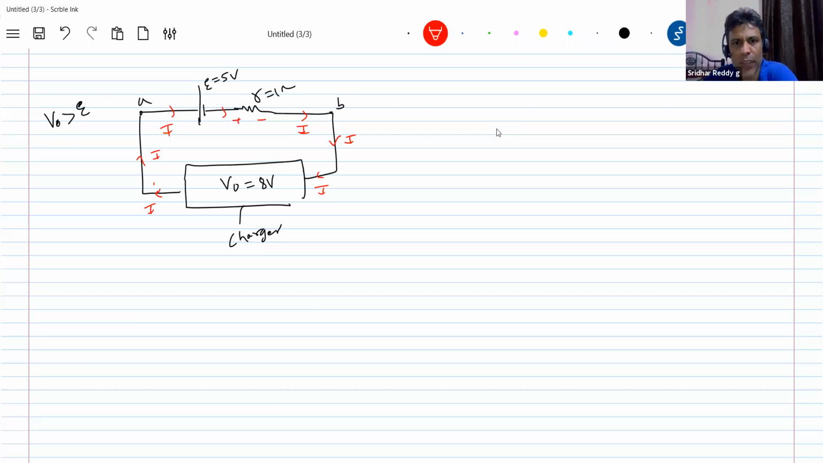Let's write the equation now. VA minus E plus IR minus VB equal to 0. Some symbols, no? Minus IR it is. So this will become E minus IR. So what is this VAB? VAB is what? Equal to V naught.